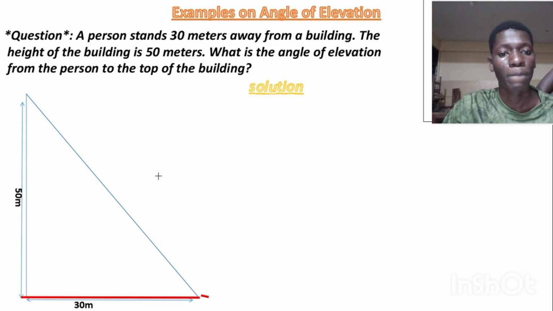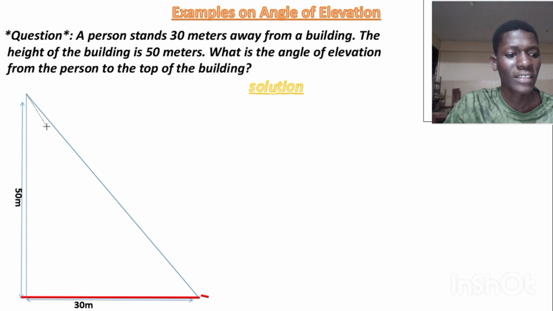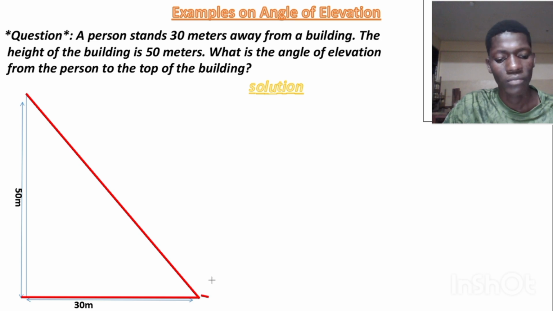Now this is our line of sight, the line that connects the top of the building to the person's eye. So they want the angle between the line of sight and the horizontal. This is the angle that we are talking about, the angle here.